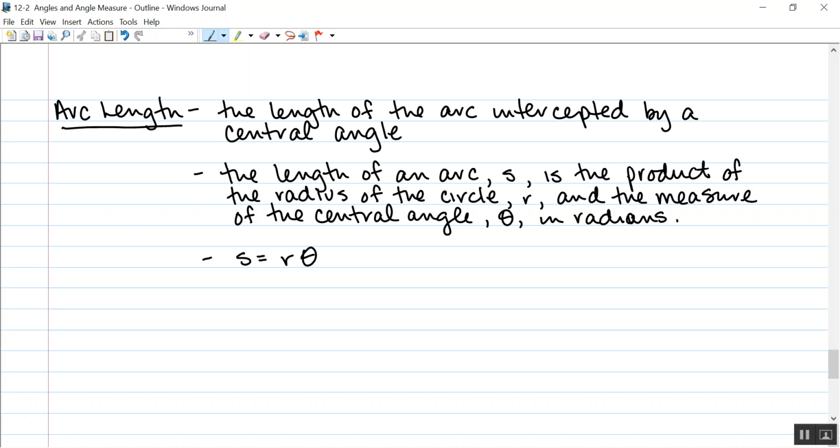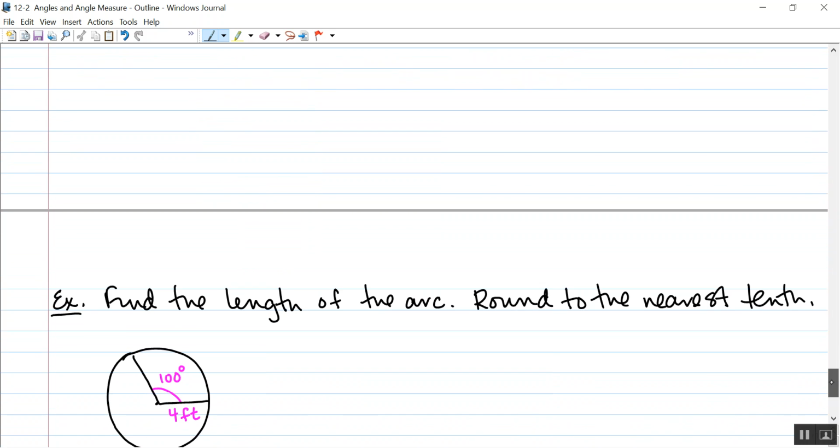So this formula says the length of an arc, S, is the product of the radius of the circle, R, and the measure of the central angle, theta, in radians. So this is a little simpler than the one that we did in geometry. So the arc length is equal to the radius times the angle in radians. So let's take a look at an example here.